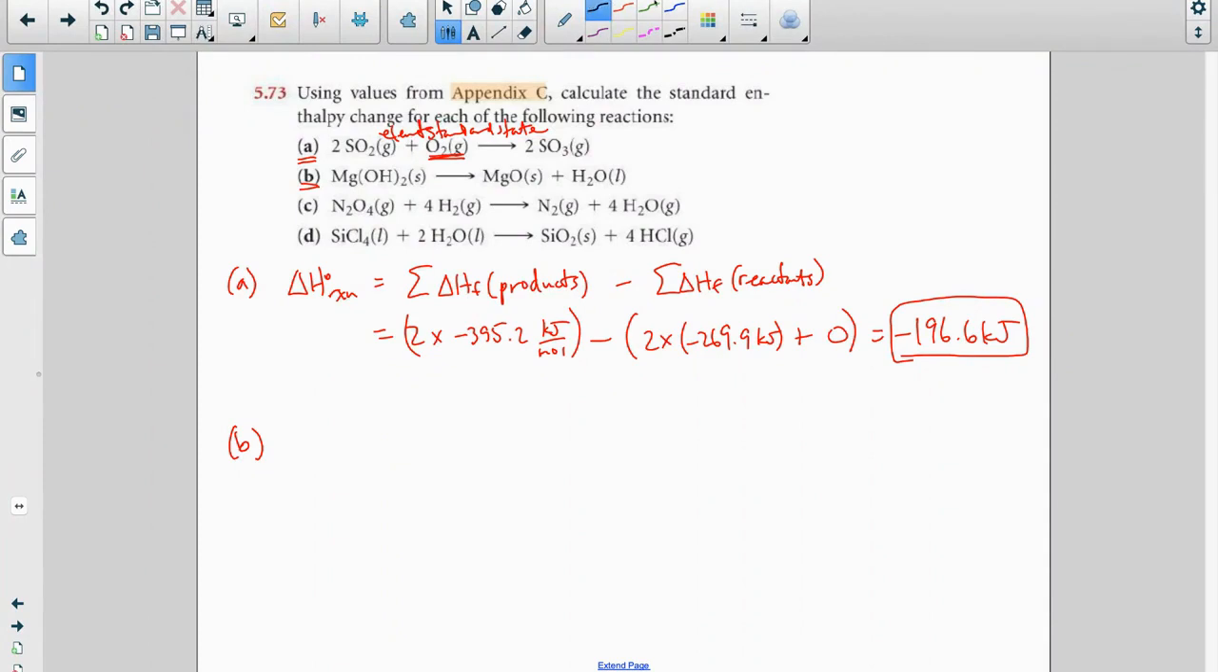So I'm also going to do letter B for you as another example. So in letter B, we've got magnesium hydroxide breaking down, decomposing. So again, here we need to get our delta H of reaction by finding our heats of formation of the products and our heats of formation of the reactants.